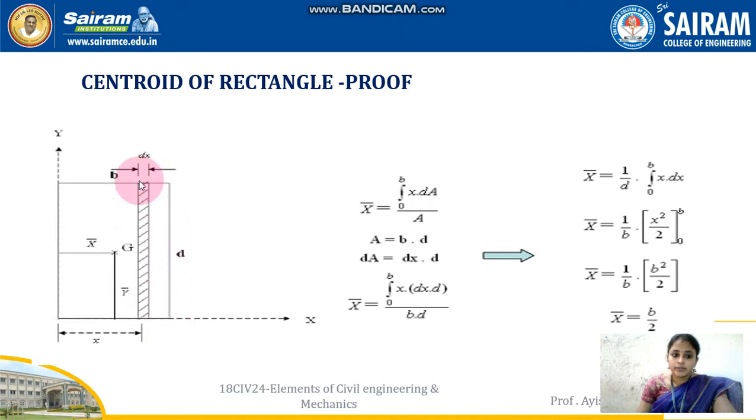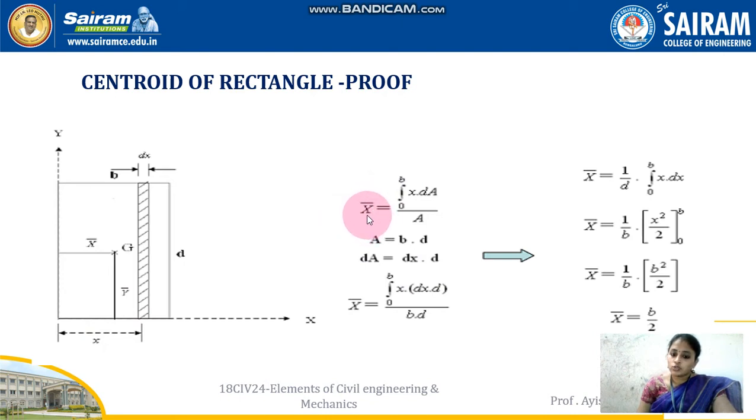Vertical strip means the depth is d and the breadth is dx, right? Here also we are going to identify the center of gravity point G, and the distance from the y axis to G is x bar, and the same for y bar from the x axis. The overall distance from the y axis to the strip dx is x. Okay, so now we shall start the derivation with the formula.